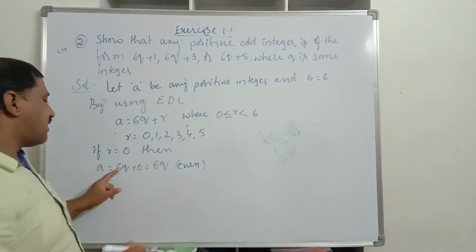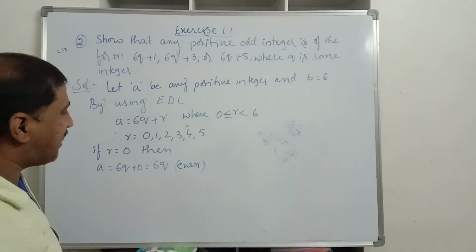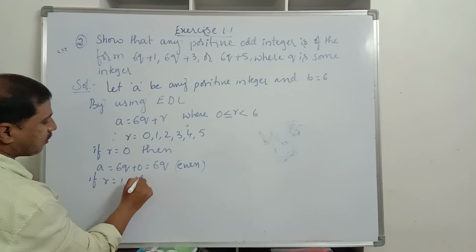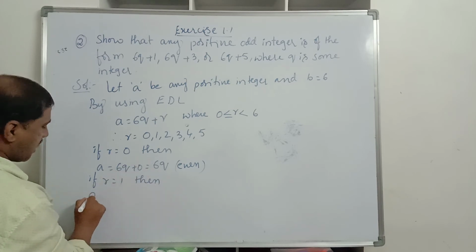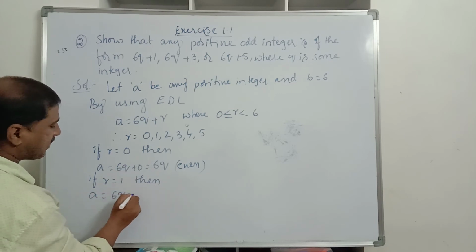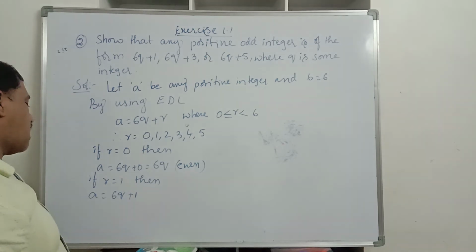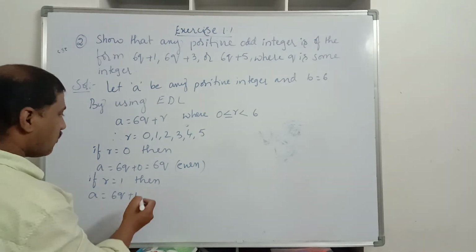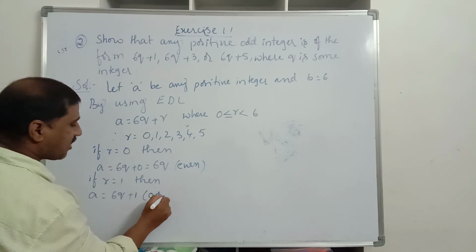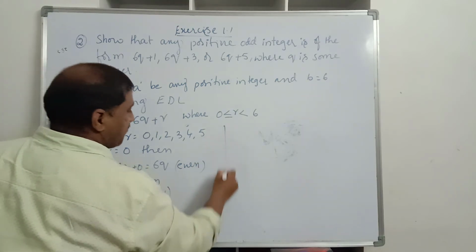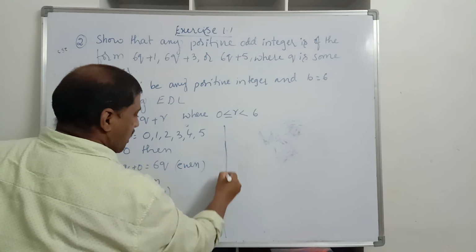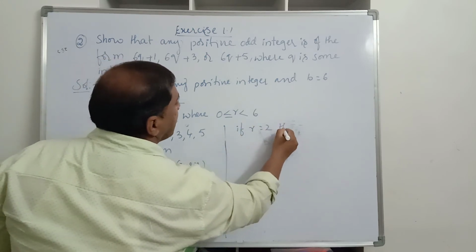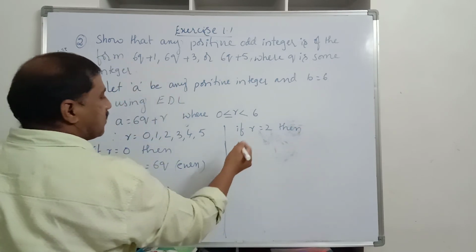Therefore, here A is equal to 6q, and this is an even number. If R is equal to 1, then A is equal to 6q plus 1. Now here the remainder is 1. Therefore, what do we call these numbers? Odd numbers.